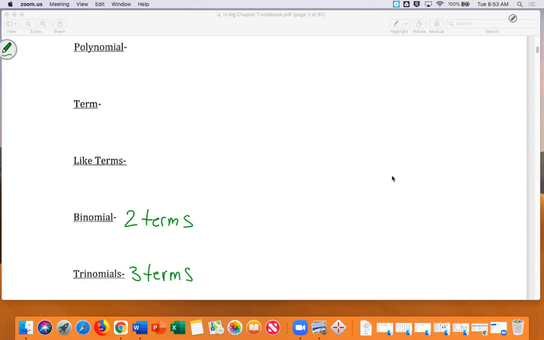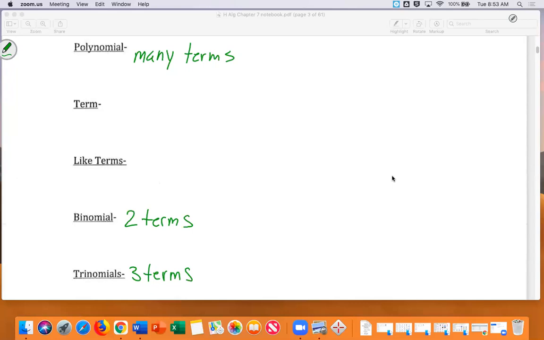Polynomial. Do you remember that from the beginning? It's many terms. So anything over 3 terms, we just kind of say it's a polynomial, because we're not going to keep naming stuff. Mathematicians are kind of lazy. We're just like, all right, 3 is enough. Polynomial. Move on. Nobody cares.